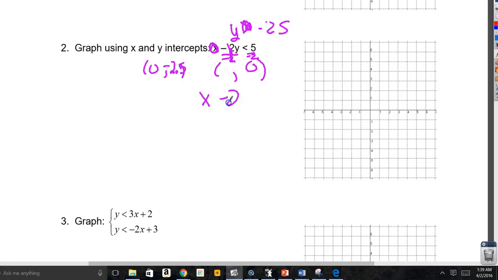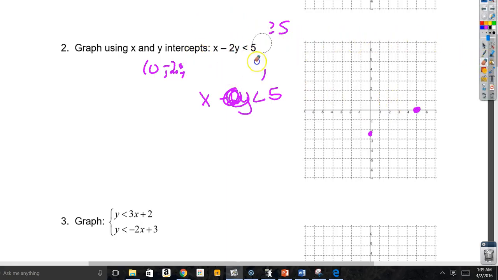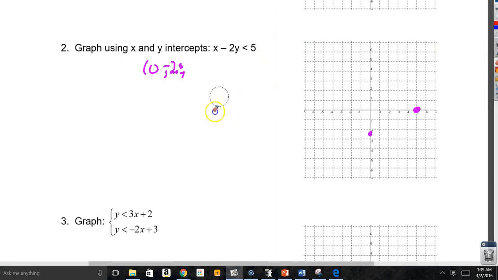Now here's what we're looking at. If we let y equal 0, then x is 5. So we're going to graph these two points: 0, negative 2.5, and 5, 0. Now, this says that it is less than, so we need a dotted line.